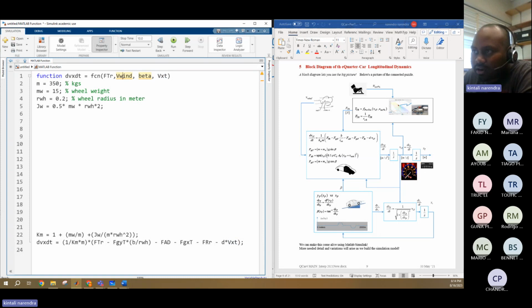Now again these are in yellow because you didn't use them in the equation. You need to use them. What is the purpose of bringing those inputs into the function if you're not using them? That's what MATLAB is asking you.